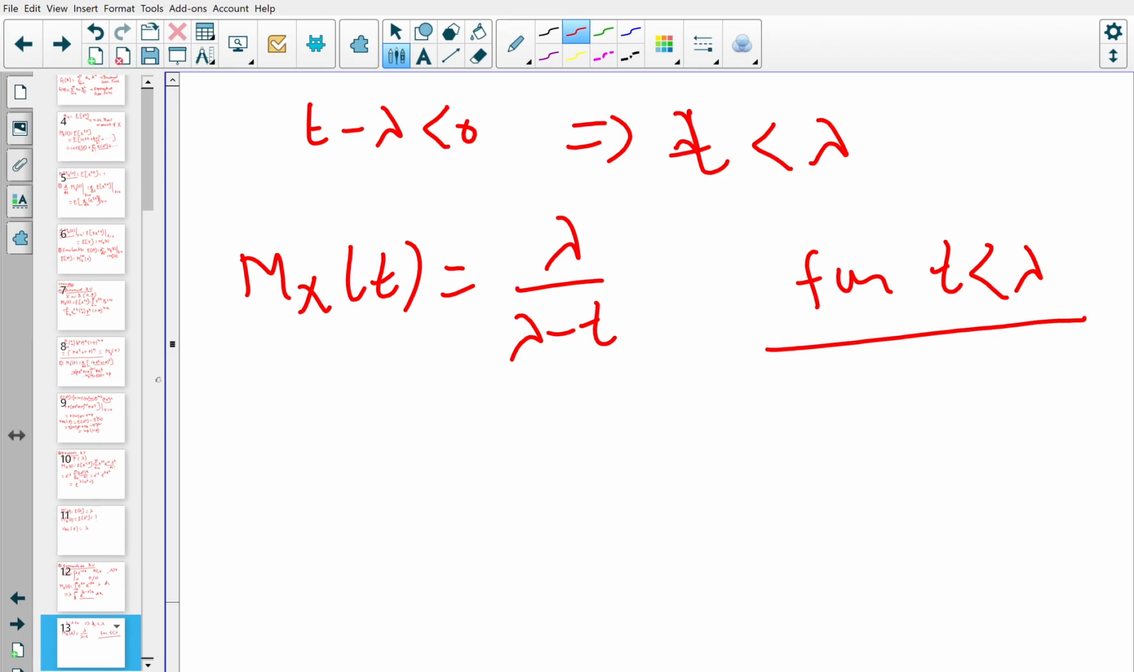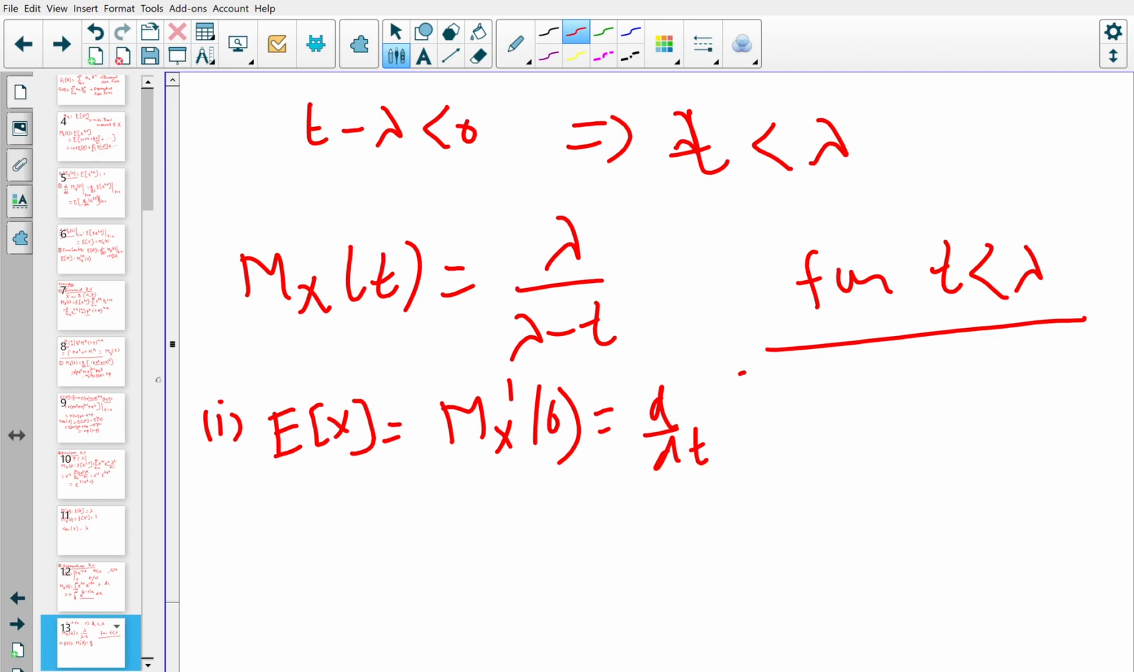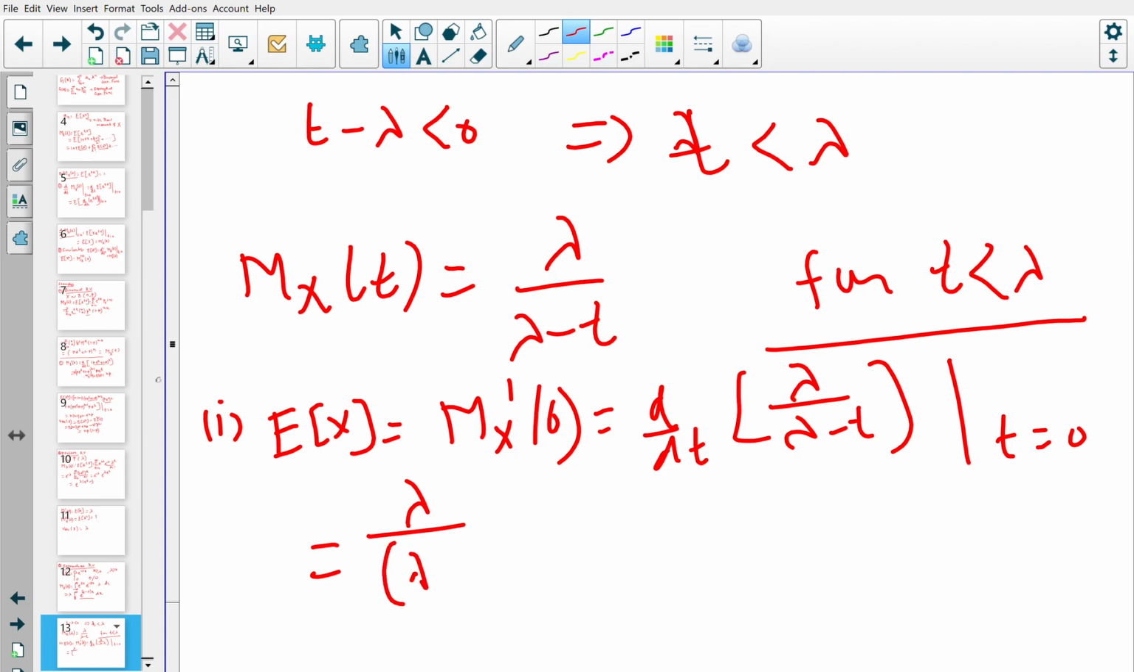And again, if you want to find the expectation, you can do it by the derivative. So this is d/dt of lambda over lambda minus t, at t equal to 0. This will be nothing but lambda over lambda minus t whole square at t equal to 0. Now with t equal to 0, this gives you 1 by lambda, and this is the mean of the exponential random variable.